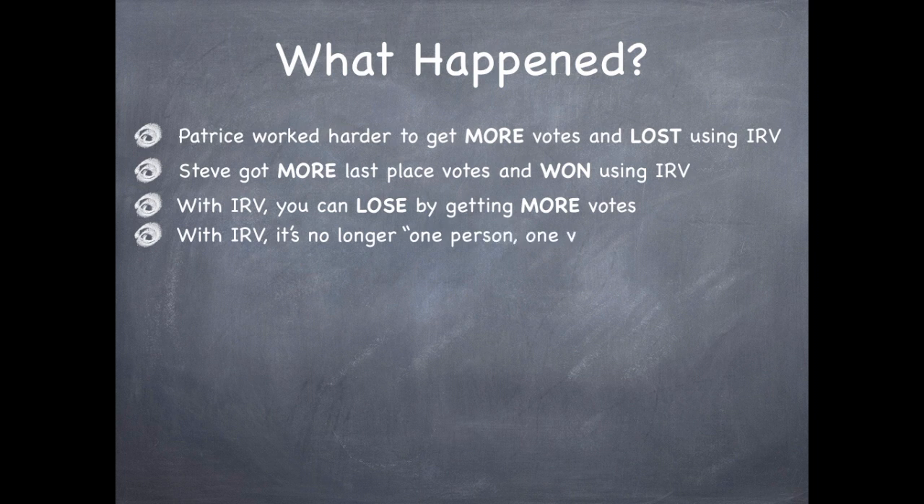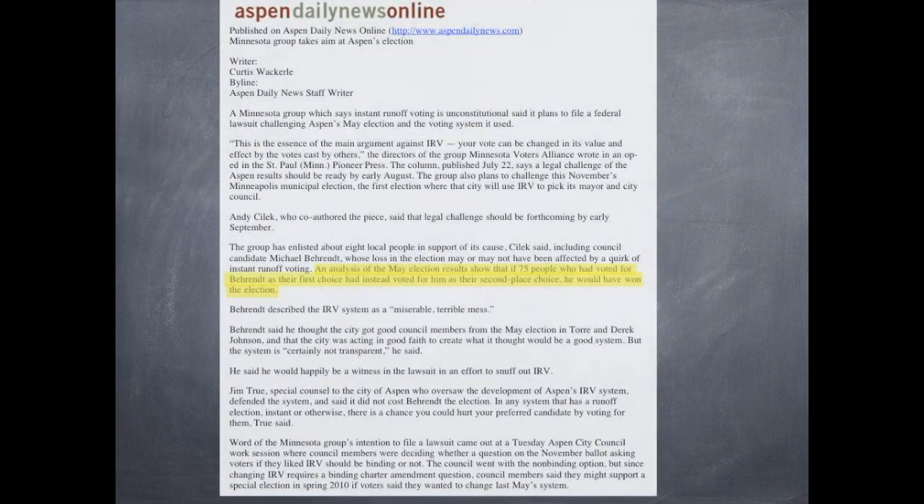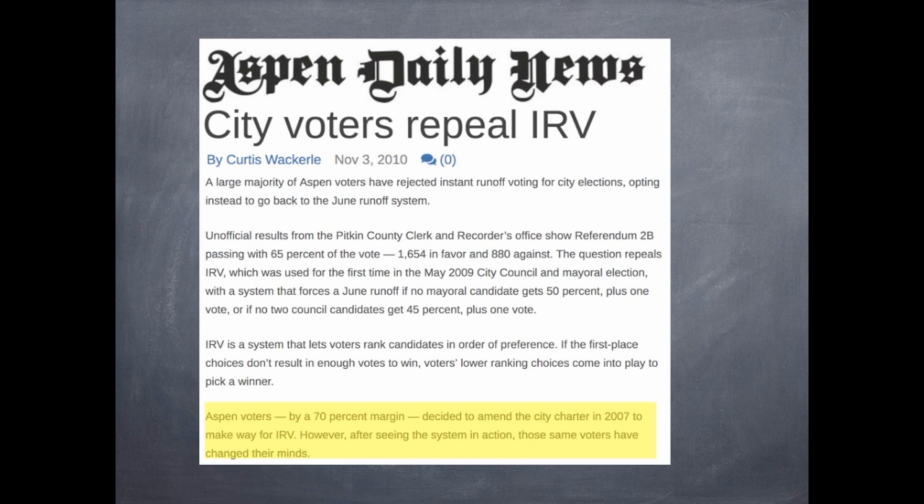And with IRV, it's no longer one person, one vote. This actually happened in a real IRV election in Aspen, Colorado. It was reported that an analysis of the IRV election results showed that if just 75 people who had voted for their favorite candidate as their first choice instead voted for him as their second choice, he would have won. Because this candidate got more votes, he lost. 70% of the voters voted to use IRV, but just 3 years later, voters overwhelmingly repealed IRV. The article states, after seeing the system in action, those voters changed their minds.